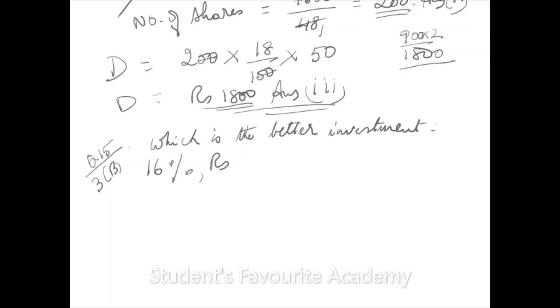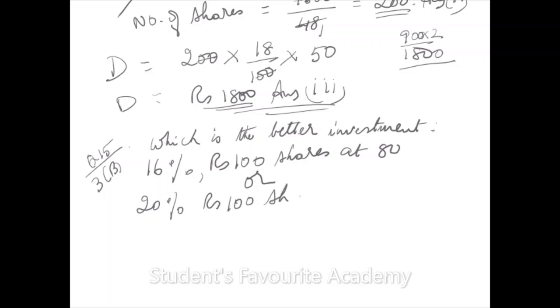16% rupees 100 shares at 80, or 20% rupees 100 shares at 120. Now what does this mean? Means one company is giving you 16% dividend, nominal value is rupees 100 and market value is 80. And another company is giving 20% dividend, nominal value is rupees 100 and market value of its shares is 120. So we have to decide which is better.